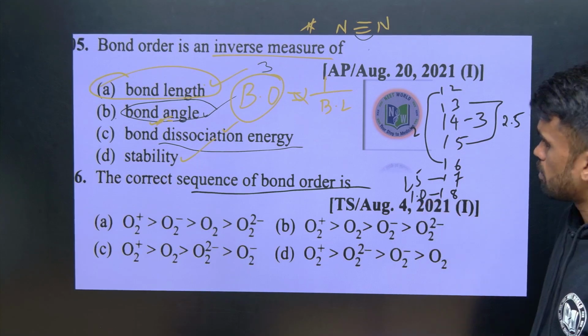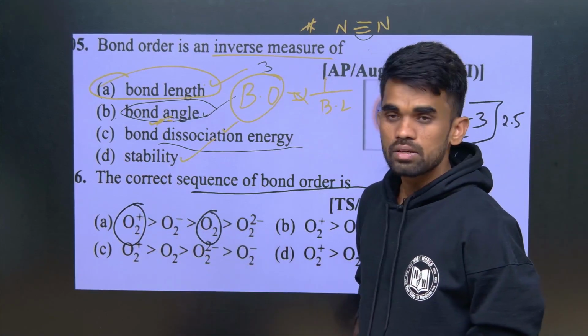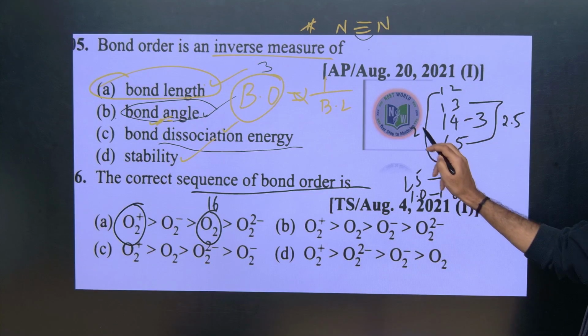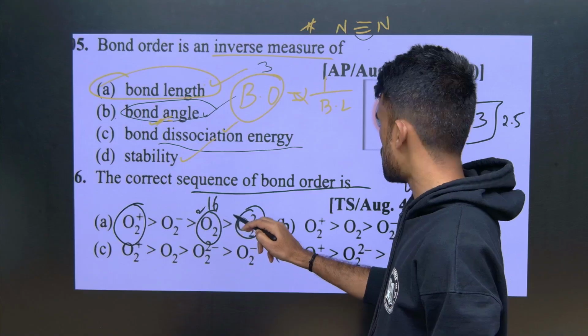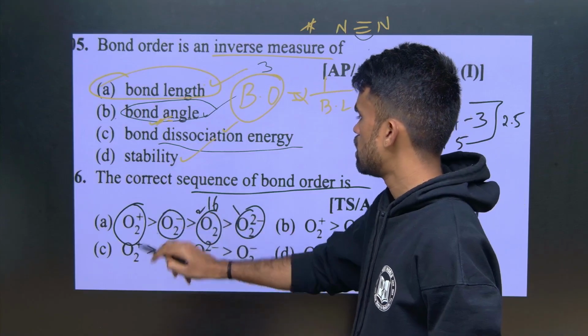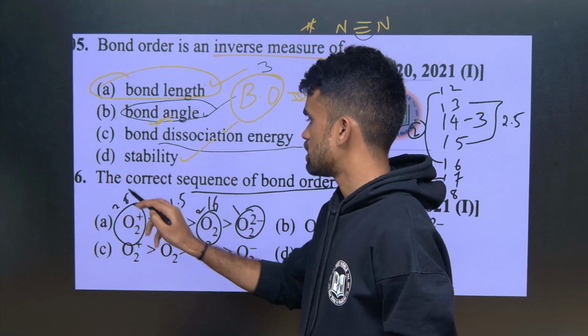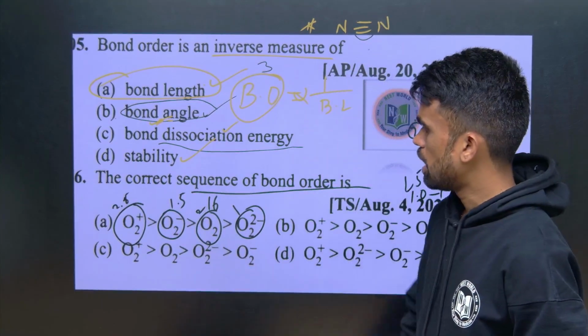Now here count the number of electrons. When I say O2 molecule, there are 16 electrons, so bond order is 2. For this 18, bond order is 1. For this 16 plus 1, 17, bond order is 1.5. This is 2.5. That's it. We got the answer. So make the proper arrangement out of this and you will get the answer.